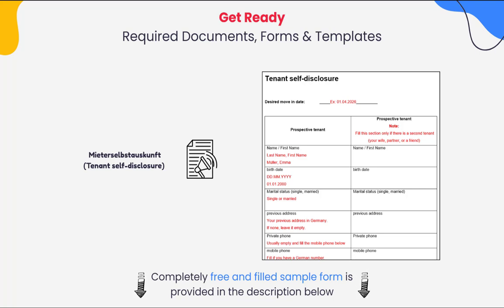Quick tip. Fill it correctly, keep a digital copy and reuse it for every application. You will save a lot of time.